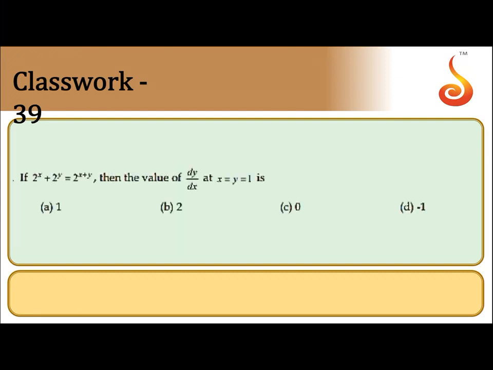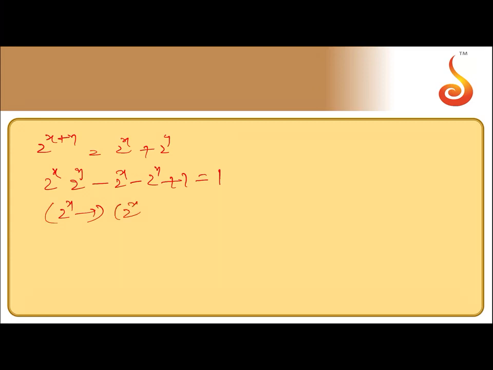Coming to next one. 2 power x plus y equals 2 power x plus 2 power y, then the value of dy by dx at x equals y equals 1. 2 power x plus y is equal to 2 power x plus 2 power y. So we will do it like this one. Minus 2 power x minus 2 power y. Adding 1 on both sides we get 1. (2 power x minus 1) multiplied by (2 power y minus 1) is equal to 1.